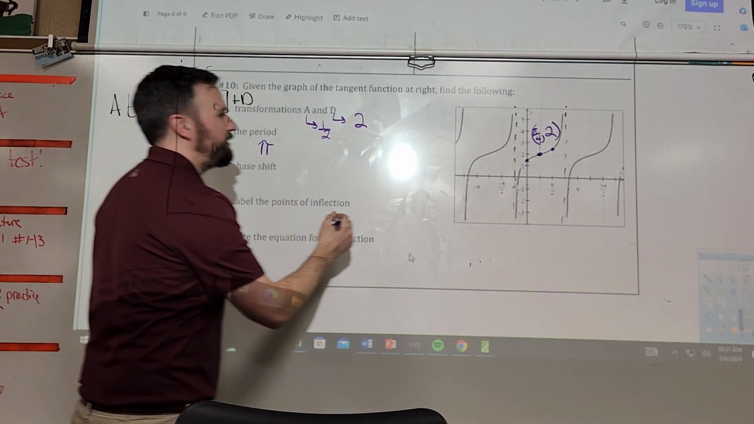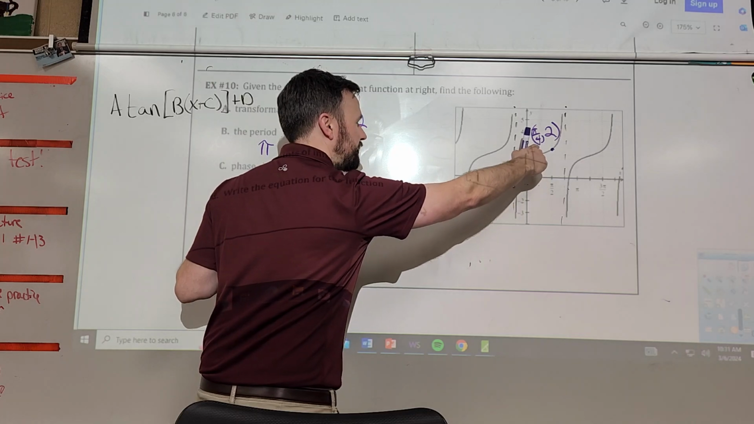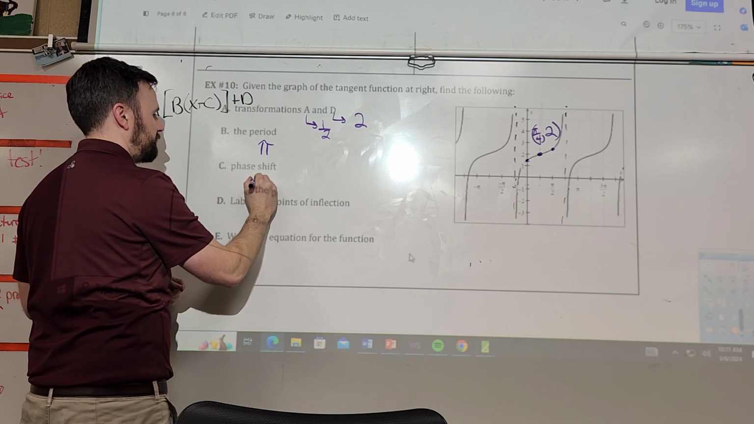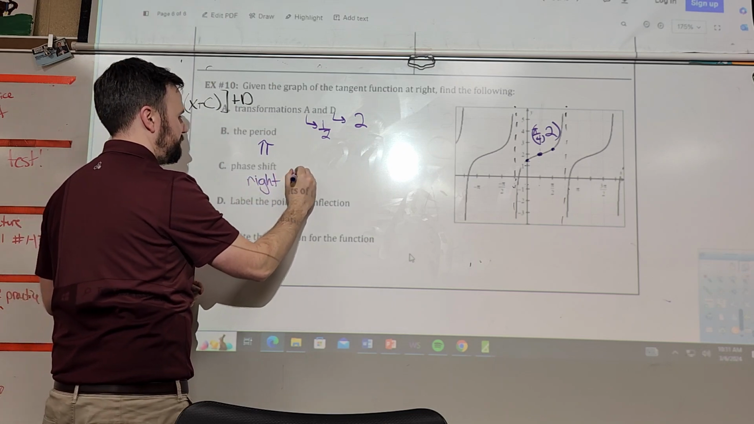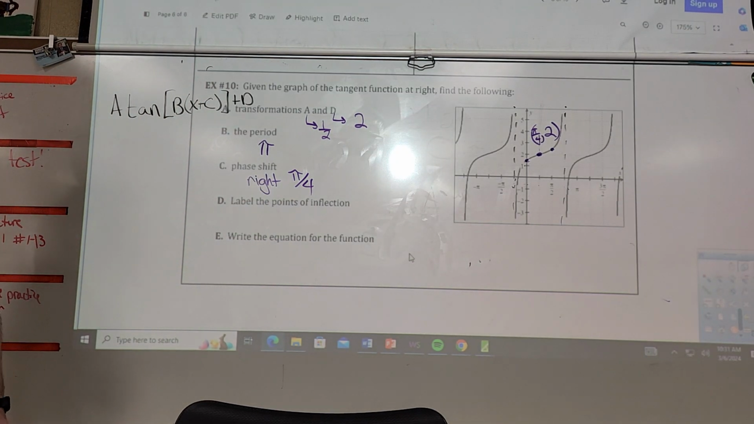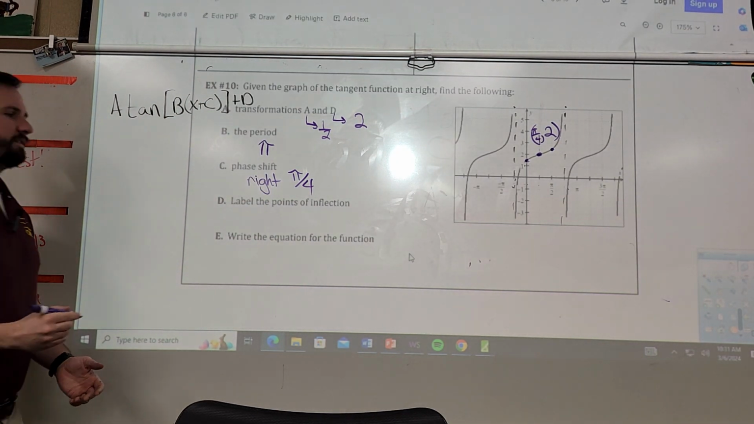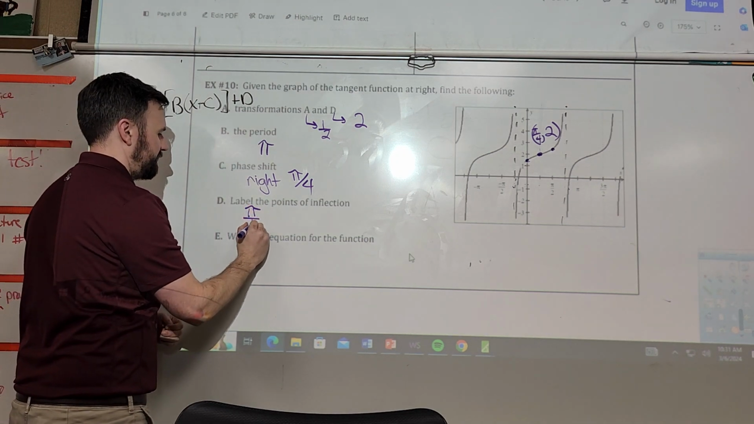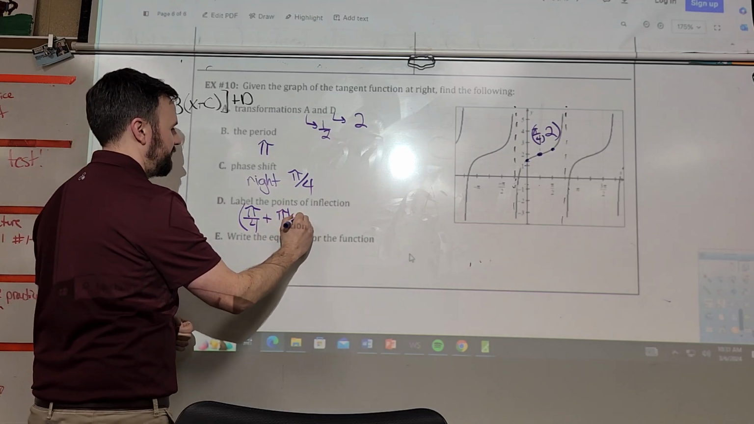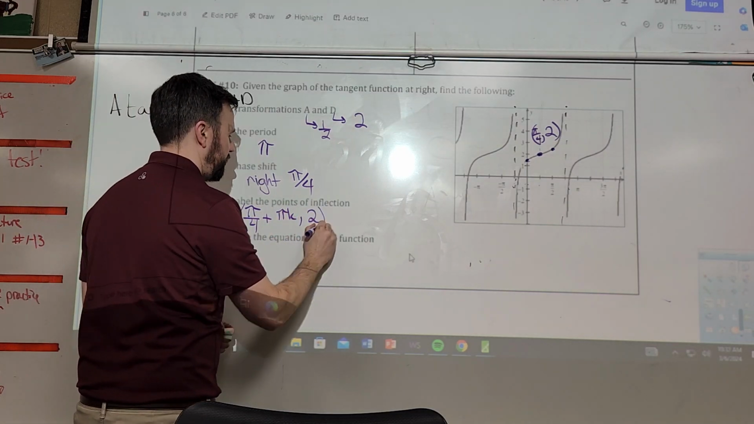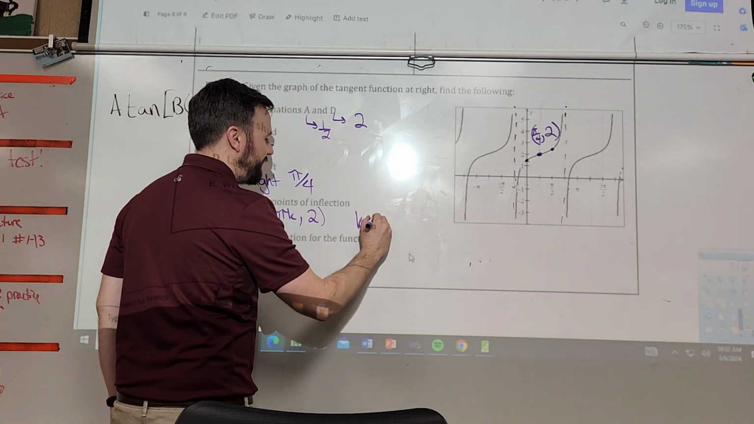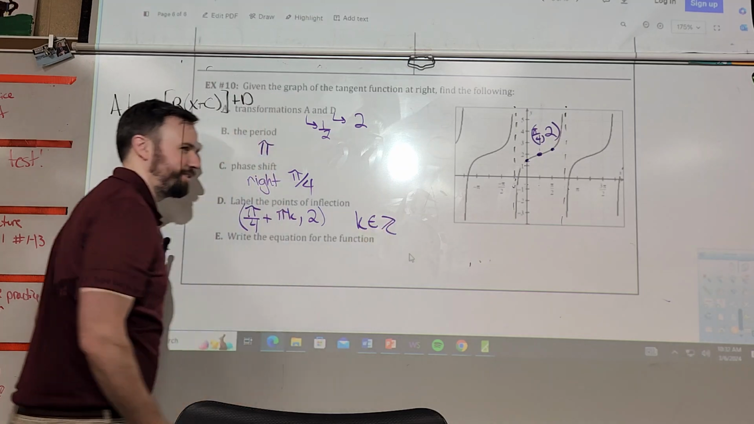All right, where do I get my phase shift from? My zero, right? I went right pi over 4. This is the hardest tan one you could get. What is my point of inflection? Oh, you guys want to do all of them? Plus pi k, comma, 2, where k exists in the set of the integers.